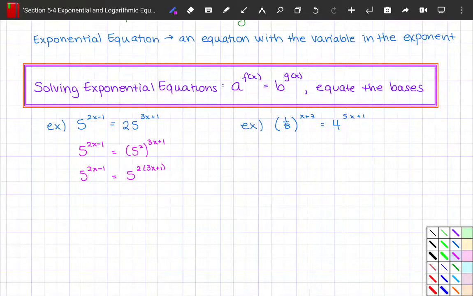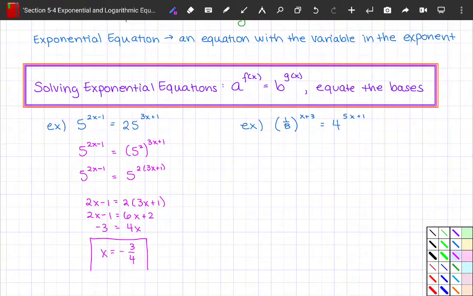And now that the bases are equal, the exponents have to be equal. So we can just equate the exponents. And then the problem turns into an easy one to solve. We distribute the 2. Let's get the x's on one side, the constants on another, so we can see x is negative 3/4. So that's the basic idea. I have another example over here.